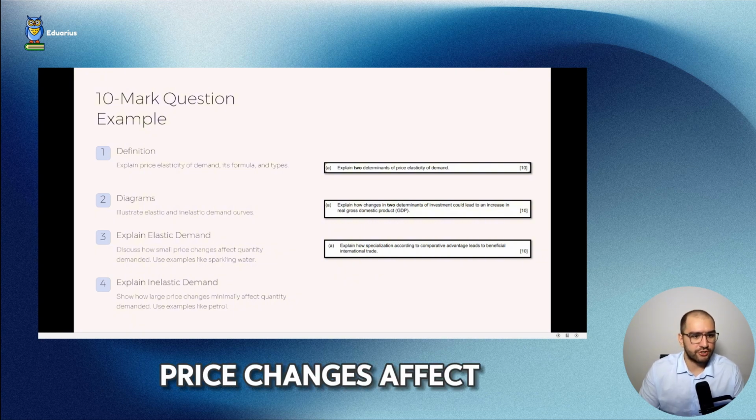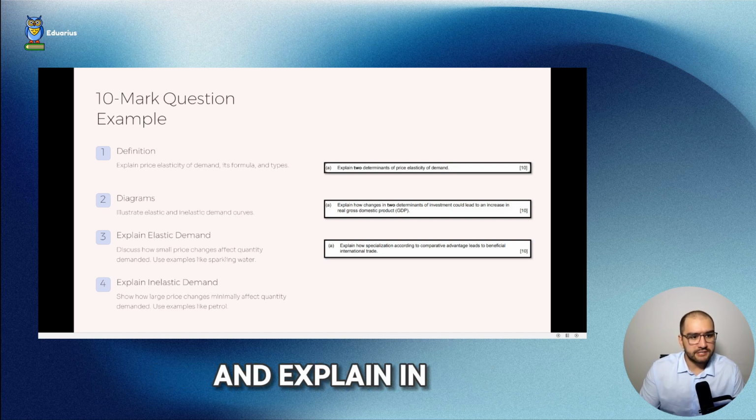Discuss how small price changes affect quantity demand. Use examples like sparkling water. Okay, and explain inelastic demand. Show how large price changes minimally affect quantity demand.